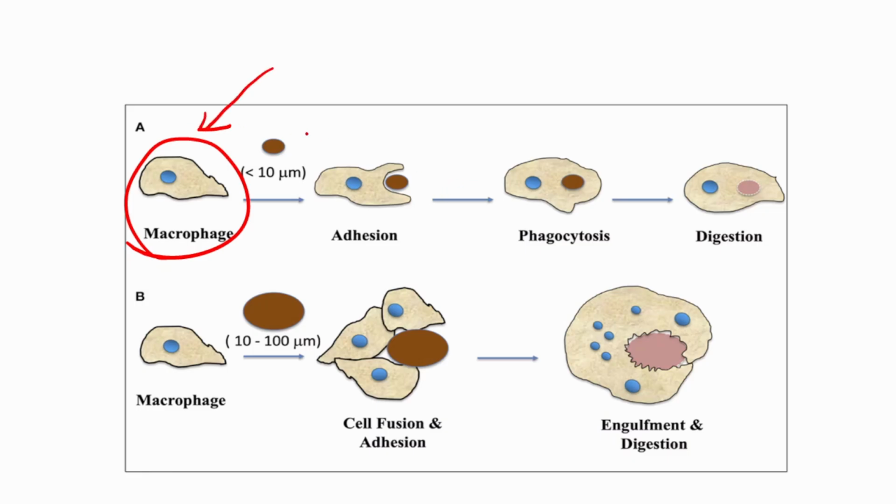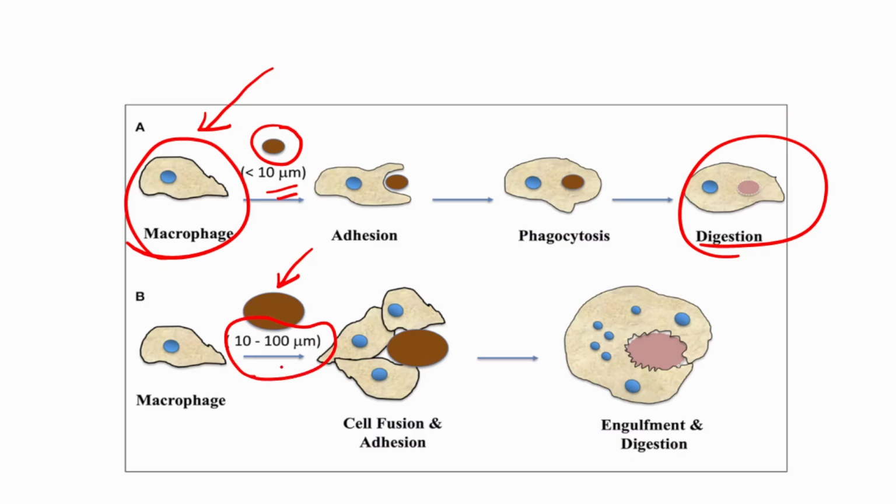The first one, where the antigens or pathogens are less than 10 micrometers in size, macrophages digest them. On the other hand, when the pathogen or foreign particles are greater than 10 micrometers or within the range of 10 to 100 micrometers, macrophages fuse to the foreign particle, then engulf it and complete digestion.